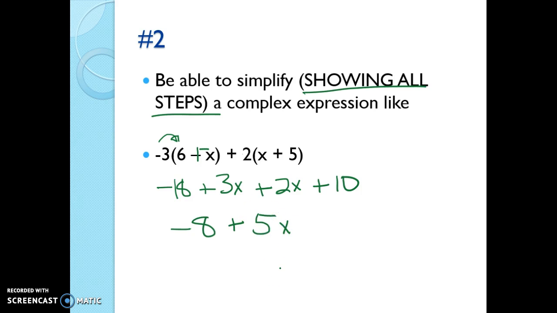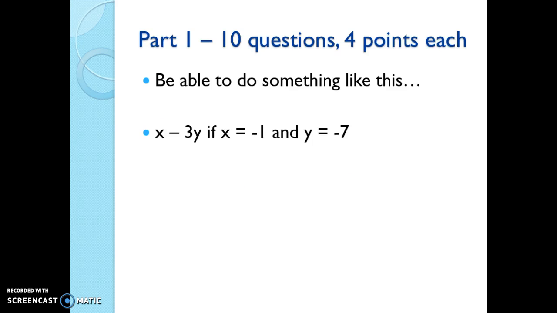If I'm going too fast, you can always press pause, and again, you can always come to Life Help and we can work some problems like this together. All right, the Part 1 test will have 10 questions. Each of them are worth 4 points, and you'll need to be able to do things similar to the following.